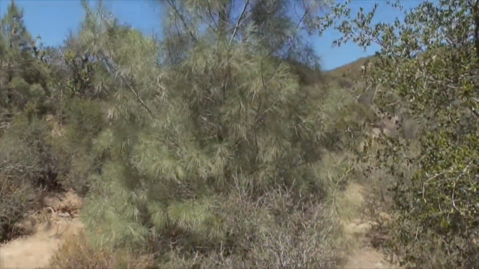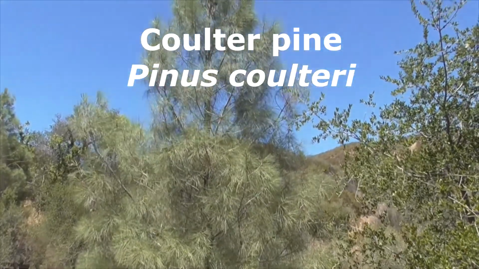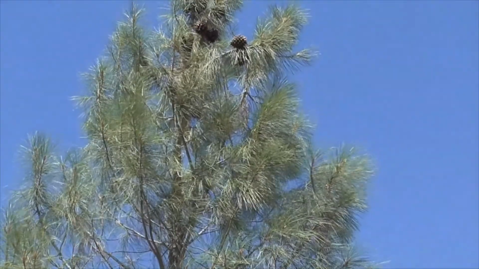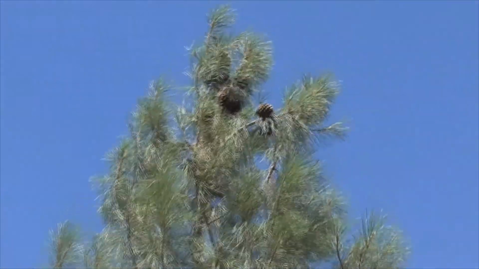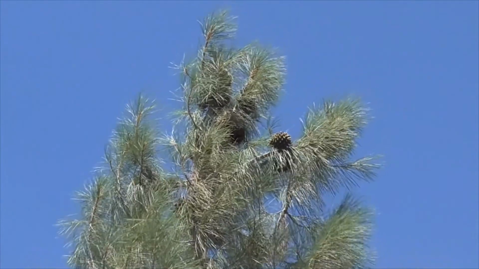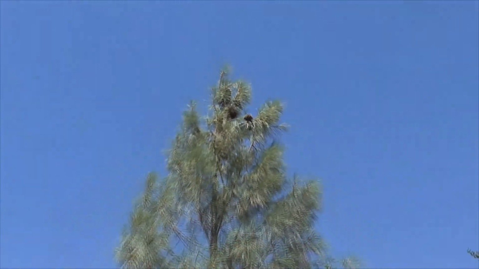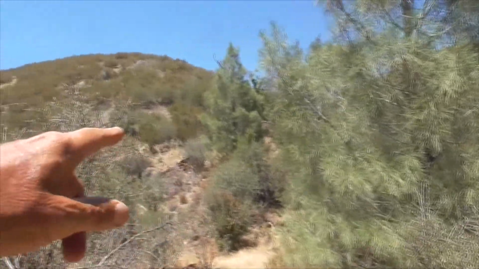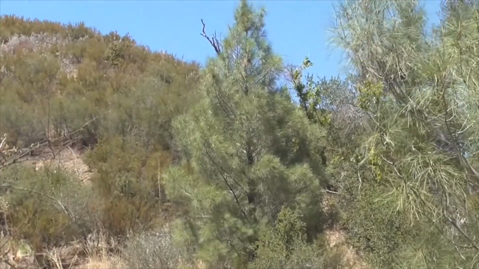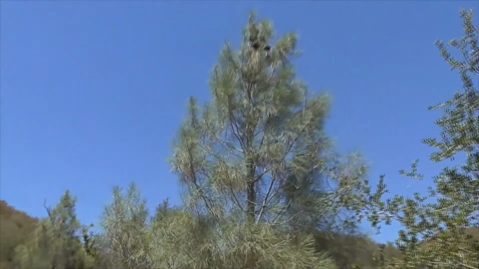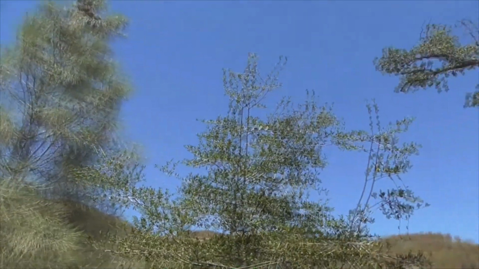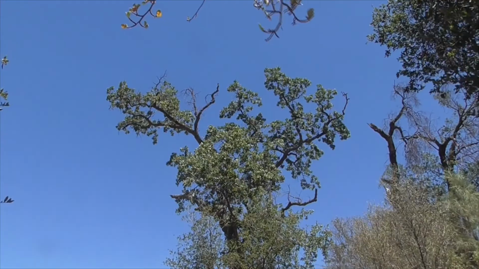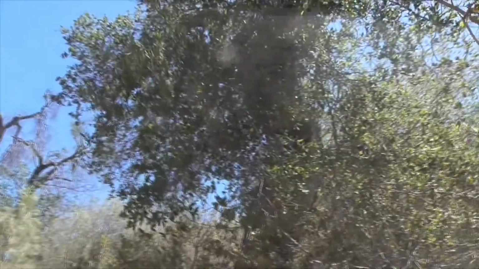This guy here is another one of our Coulter pines, Pinus coulteri. He's got these pine cones up here. They're absolutely huge. Of course, he's called a widowmaker because of the pine cones. They'll fall on your head, make your wife a widow, like a coconut out in Hawaii. Here we have another Coulter pine. He lives a lot out here. Here we have another one of our oaks. Some more oak.